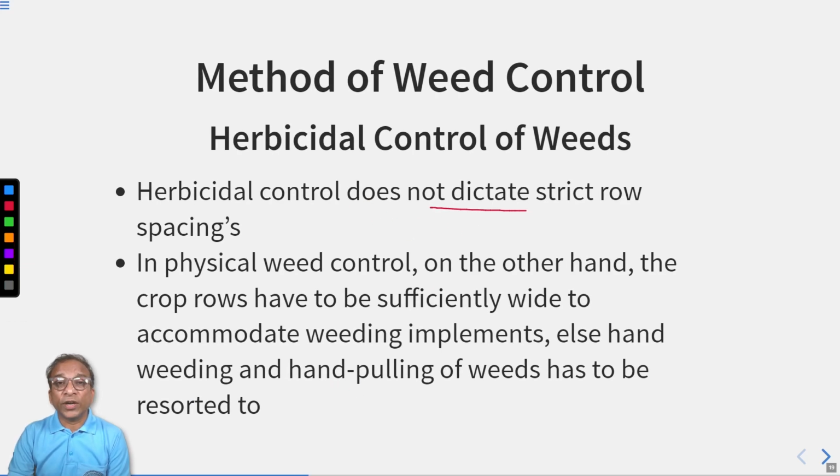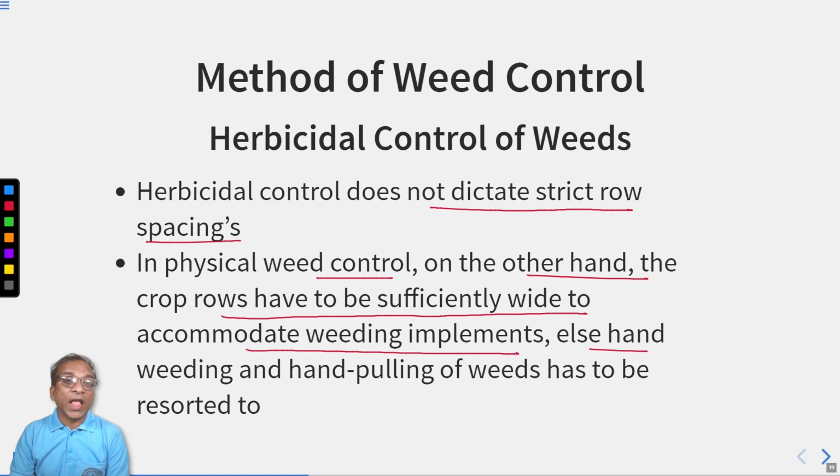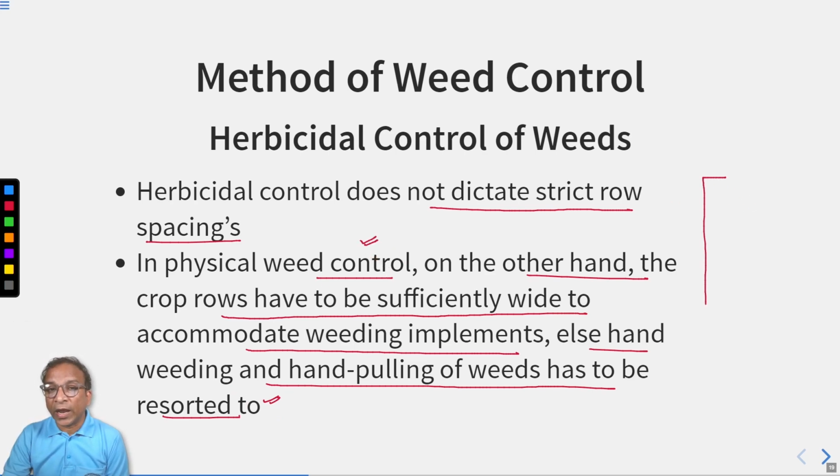Herbicidal control does not dictate strict row spacing. In physical weed control, on the other hand, the crop rows have to be sufficiently wide to accommodate the weeding implement. Else, hand weeding and hand pulling of weeds has to be resorted to. So in the physical method, one thing we must think about, if we are planting our crop in this cropland, is that spacing of the crop is very important.